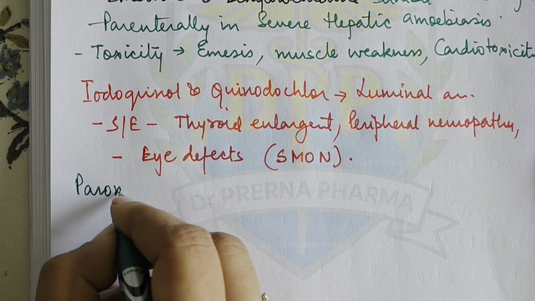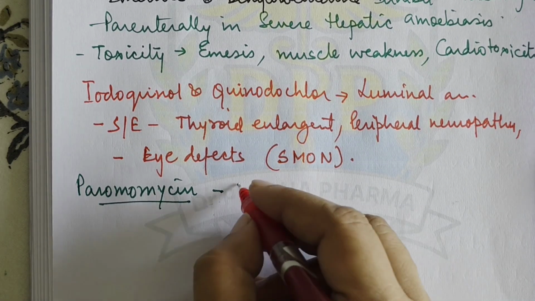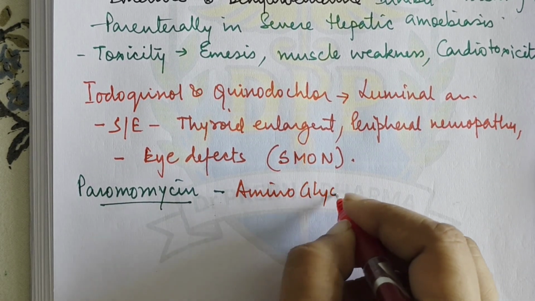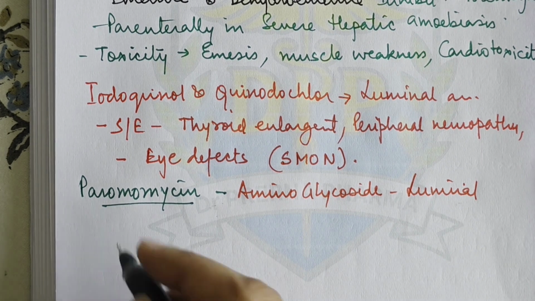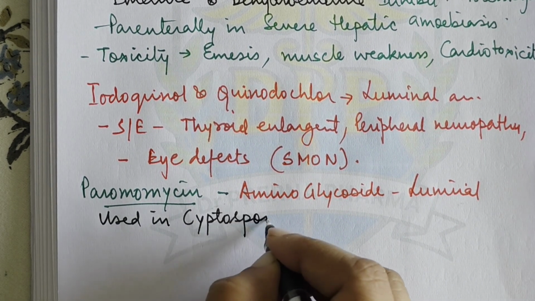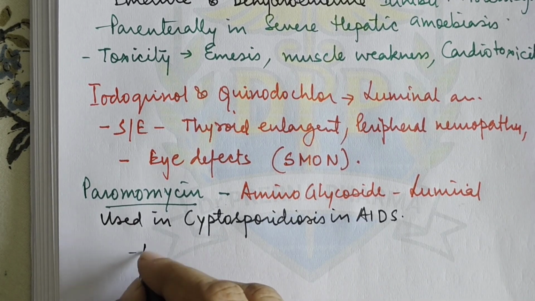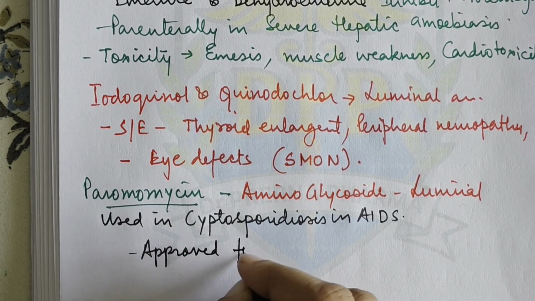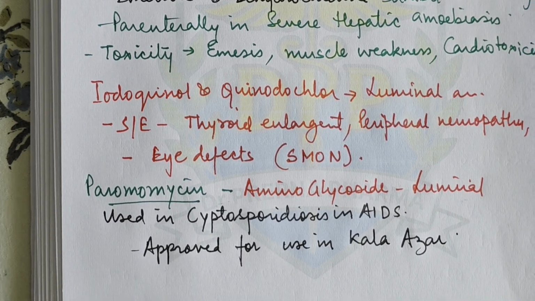Then next drug is paromomycin. Now paromomycin is basically an aminoglycoside, okay, and it is used as luminal amoebicide. This drug also is used in cryptosporidiosis in AIDS patients, and it is approved for use in Kala Azar also. Okay, so this is paromomycin.